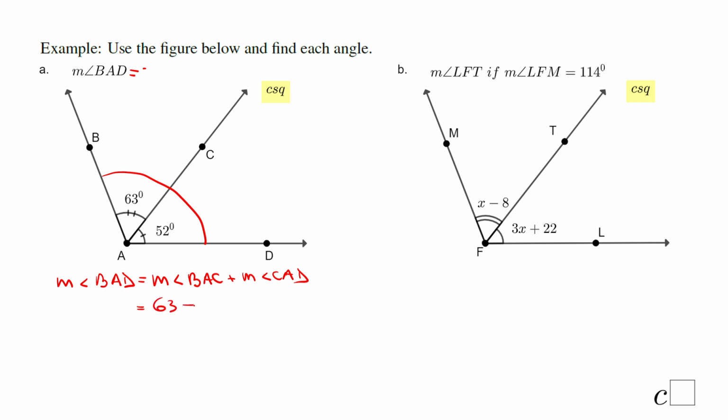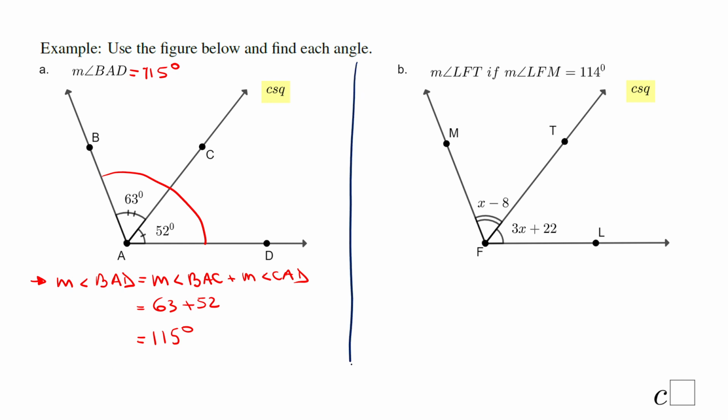So probably most of you are just going to do 63 plus 52, which is fine, but just have in your mind this statement is an important statement in geometry on this lesson. So 63 plus 52 will be 115 degrees. That is how much this angle here is. Let's go and take a look at part B.